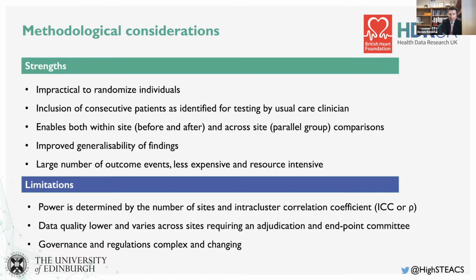The limitations are that the power of a step-wedge trial is determined largely by the number of sites and this variable called the intercluster correlation coefficient, rather than the number of participants. And that does create a challenge, as there's only so many hospitals in Scotland and now in the UK we could potentially use with the broader data infrastructure that exists today.